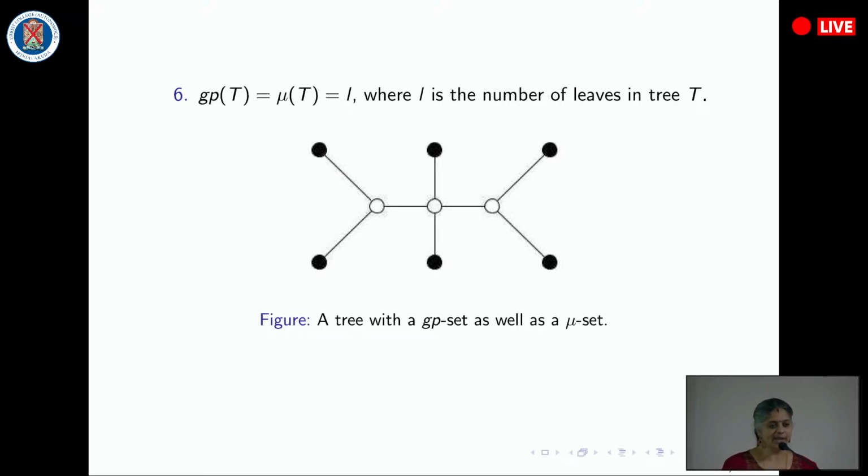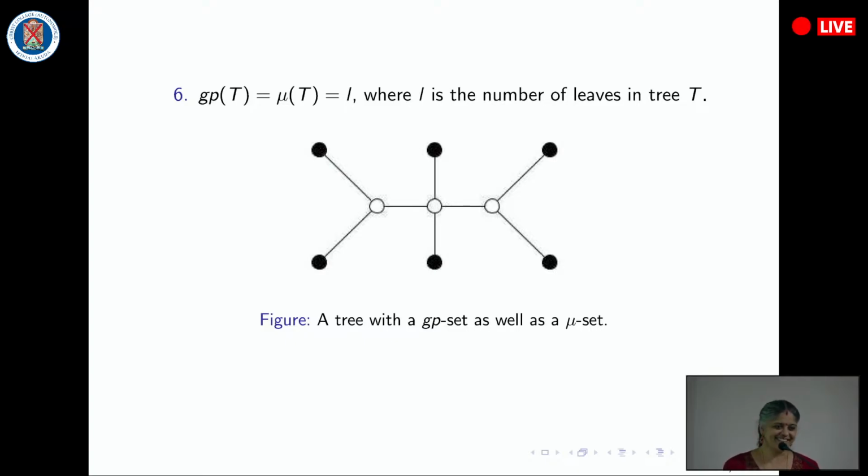When coming to trees, there is a kind of argument which we call the pushing argument. If we are taking a general position set, I can always push a chosen vertex to a leaf vertex, to a pendant vertex, keeping the property of being in general position.